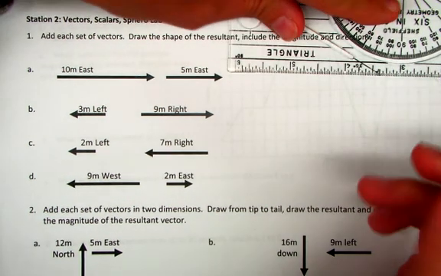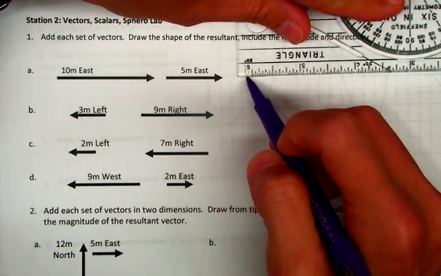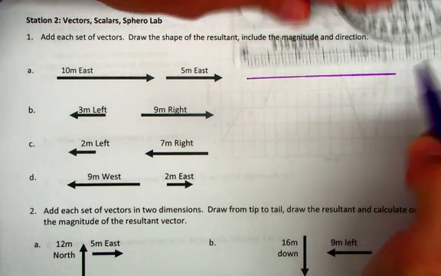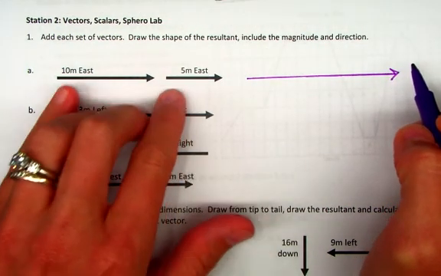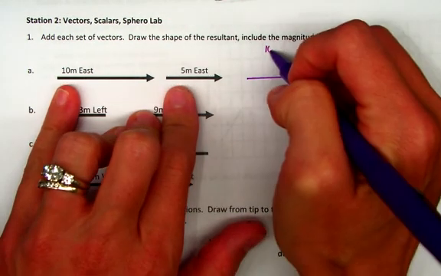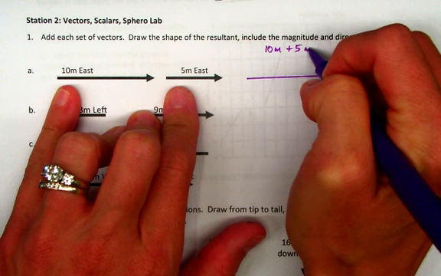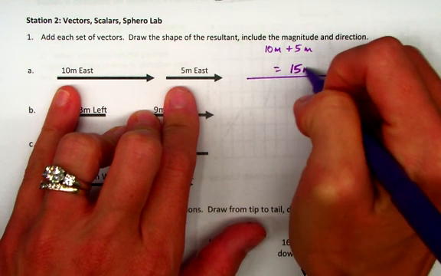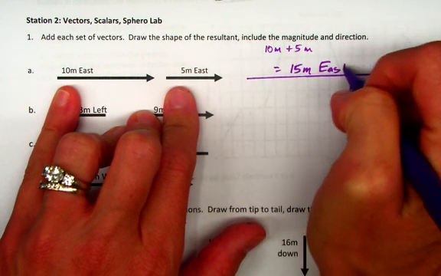So what I want to do is draw the sum of the two. All right, so this is together. This is going to be 10 meters plus 5 meters. So that's going to be 15 meters to the east.